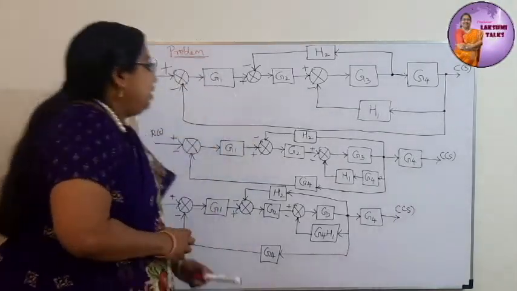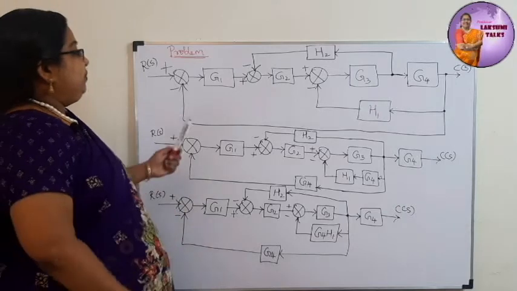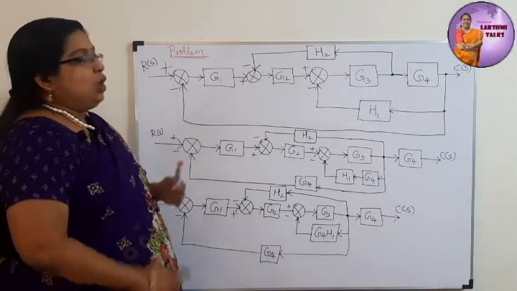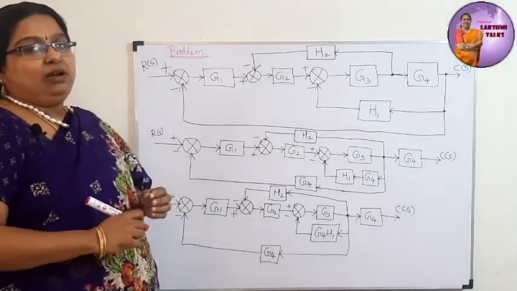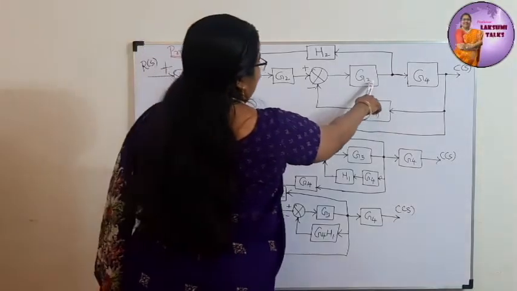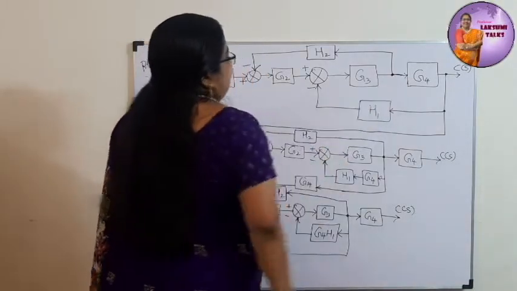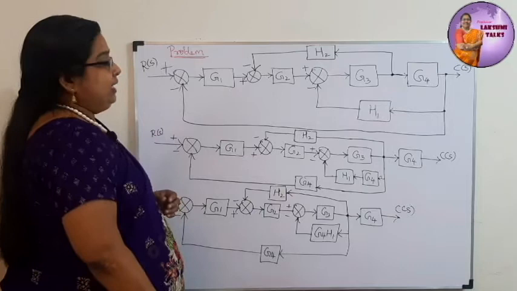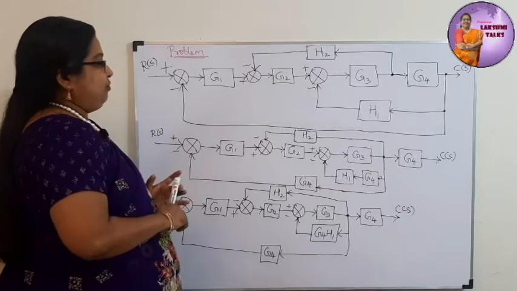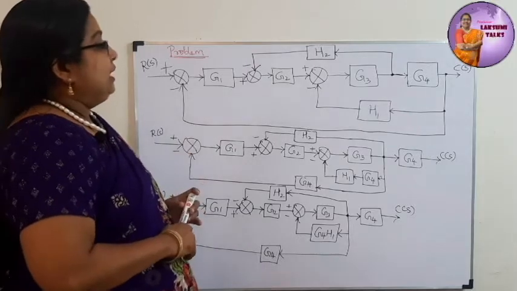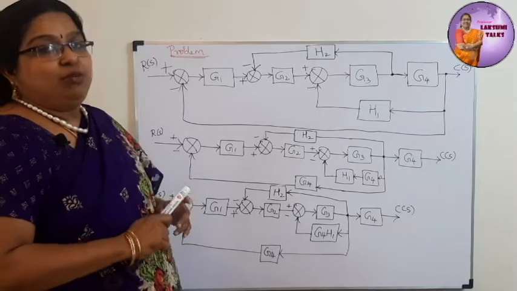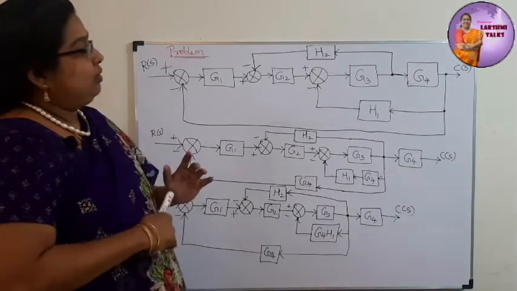Now, this is the problem. Just find out whether you have any two blocks in series, parallel, or a simple feedback. Here also two blocks are next to each other, but in between you have a takeoff point, right? So you don't have any blocks in series, parallel, or a simple feedback, right?